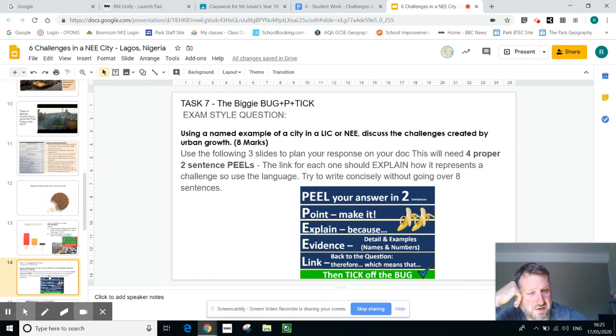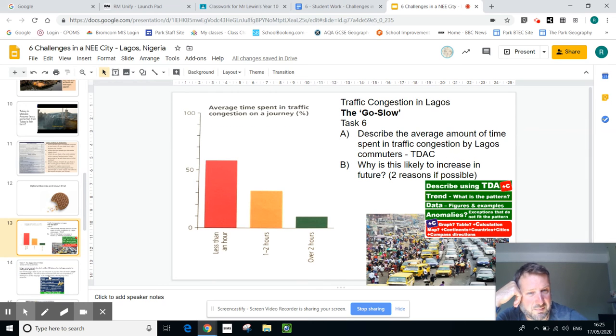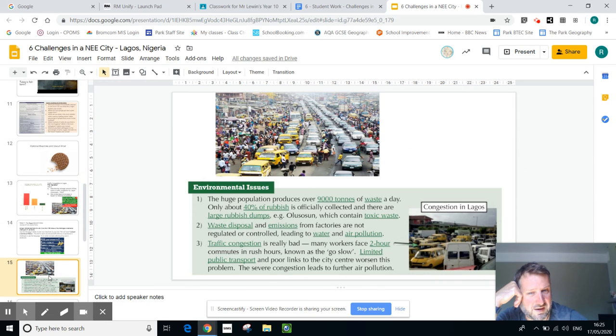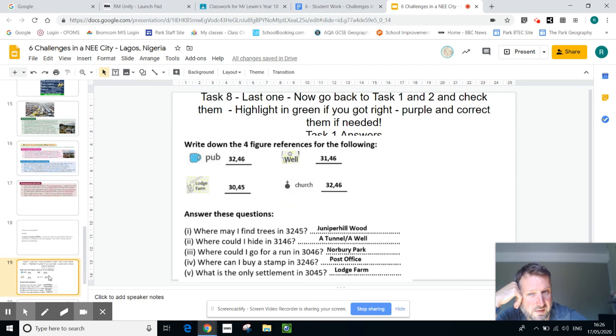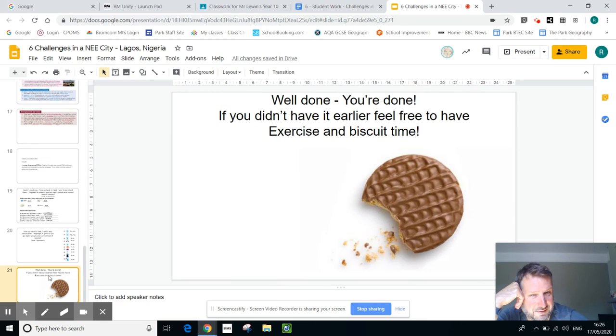I suggest that you do this in 2 bites of the cherry. It's an 8-mark question, and that's probably like a 5 or 6-mark question. So that's an extra 15 minutes. So have a break, have a biscuit, and come back for 15 minutes and go again. There are further slides with information. Okay. And there are some answers at the end as well.